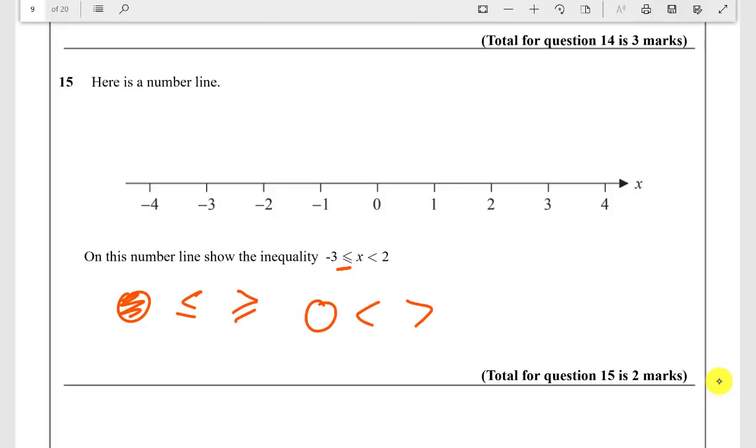Now we've got an equal, so we're going to use the solid circle, and we've got -3. So on top of -3, we're going to draw the solid circle, and this is 2 without any equals. We're going to draw the hollow circle on top of the 2, and all we're going to do is, using a ruler, join these 2 circles, and that's it. That's our answer.